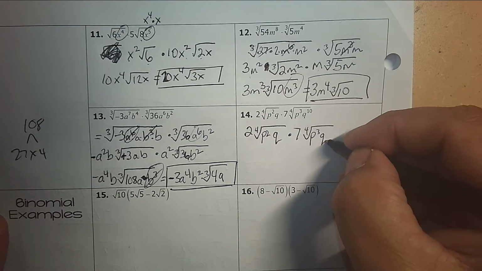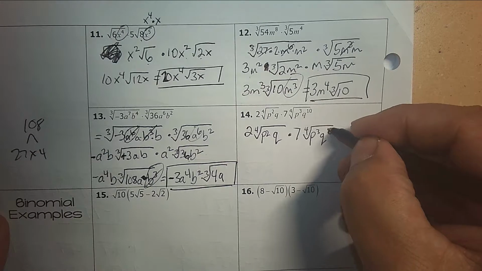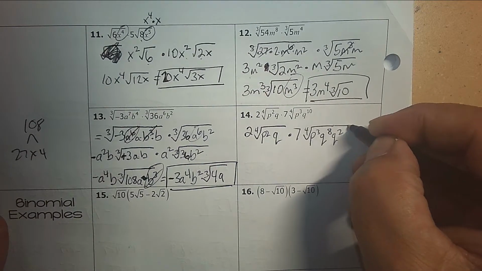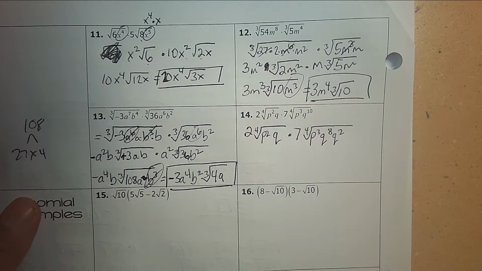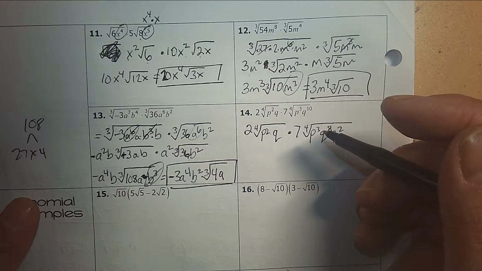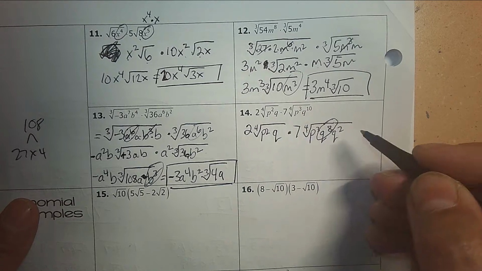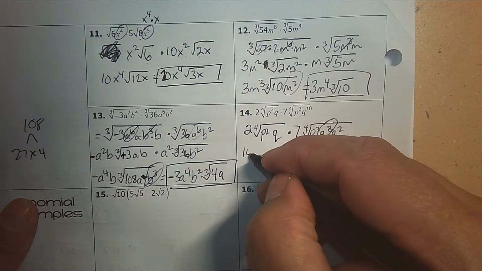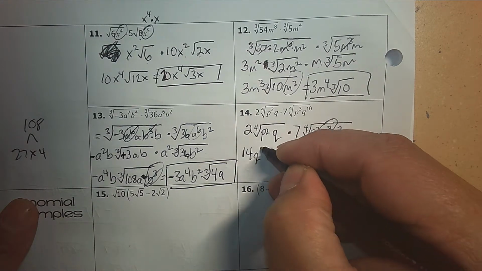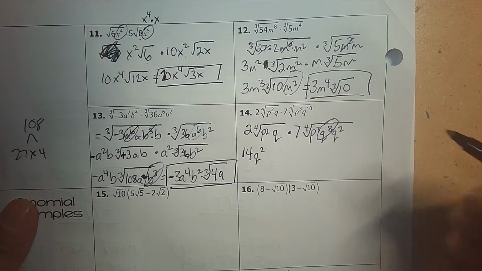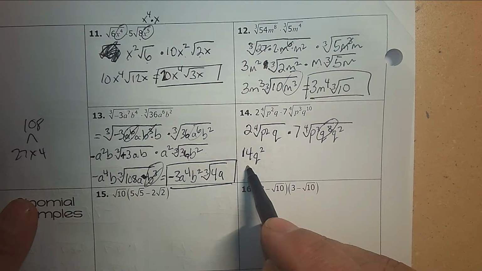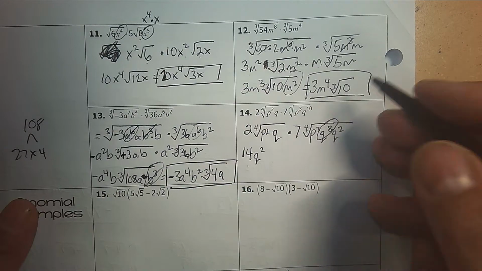So q to the 10, I'm going to write as q to the 8 and q squared. So q to the 8th, what's 8 divided by 4? It's 2. So it's going to be 14 q squared. Remember, 2 times 7 is 14. And then the inside part, so that's done.